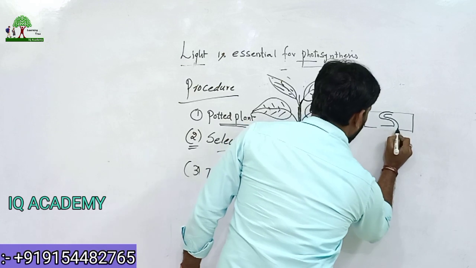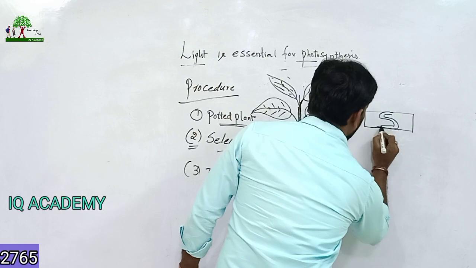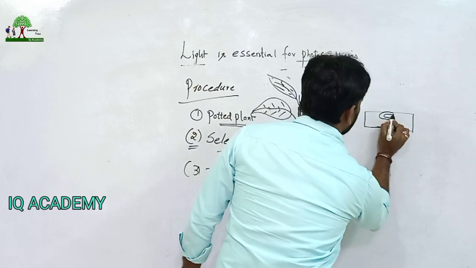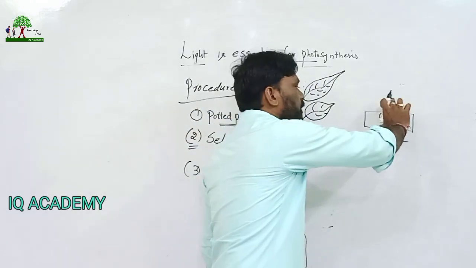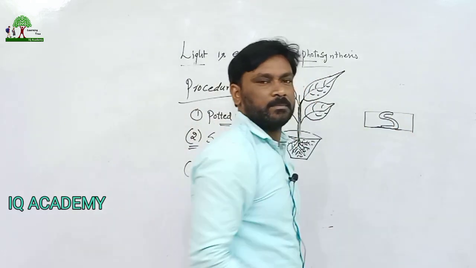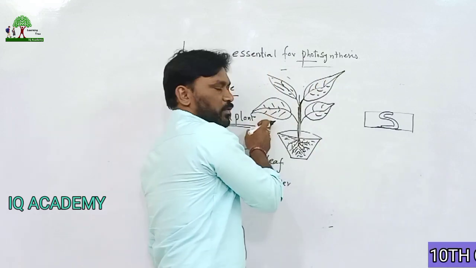S mark, you have to cut. Like this you have to cut. Now the paper has been taken, and you cut the paper as this mark, and you had selected the broad leaf. This leaf you can select, or this leaf you can select.